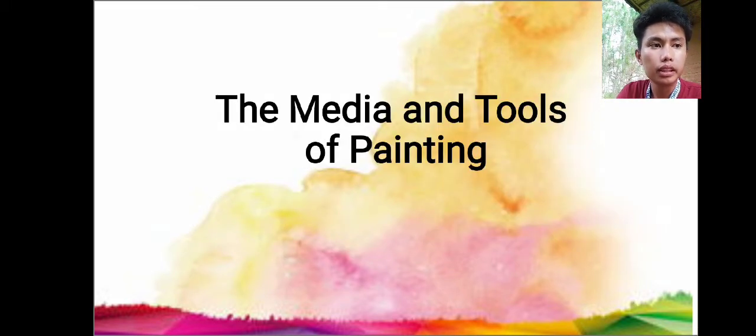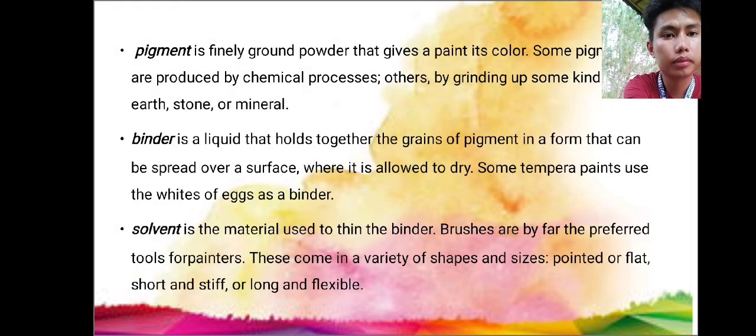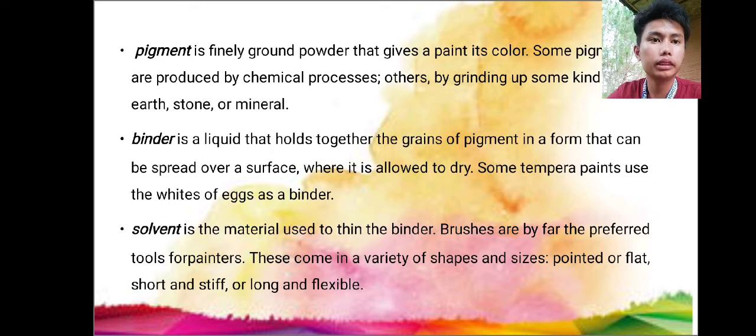Next, the media and tools of painting. Pigment. Pigment is finely ground powder that gives a paint its color. Some pigments are produced by chemical processes, others by grinding up some kind of earth, stone, and mineral. Binder is a liquid that holds together the grains of pigment in a form that can be sprayed over a surface when it is allowed to dry.